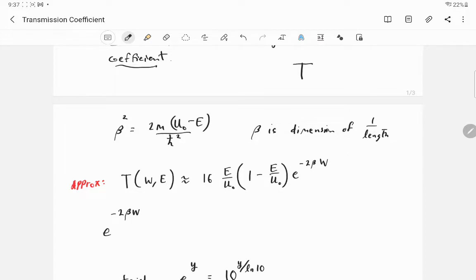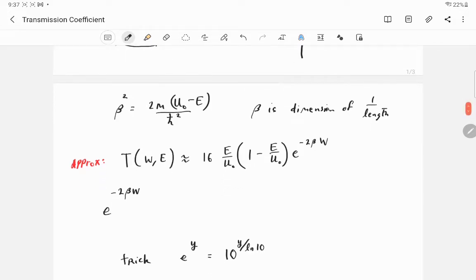Its units will depend on the size of U naught and E and the mass, but it's going to come out to be like 1 over meters or 1 over nanometers or something like that. That makes sense because the argument of this exponential is not allowed to have units. Physically, having the argument have units doesn't make any sense at all. Physicists never allow the arguments of exponentials or natural logs or even sines and cosines to ultimately have units that don't cancel out.